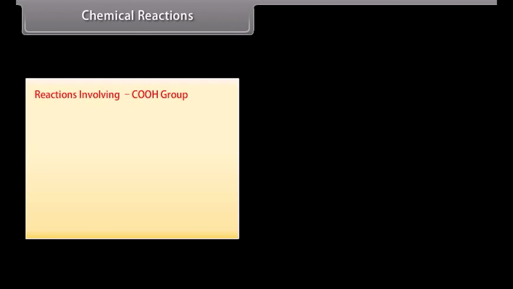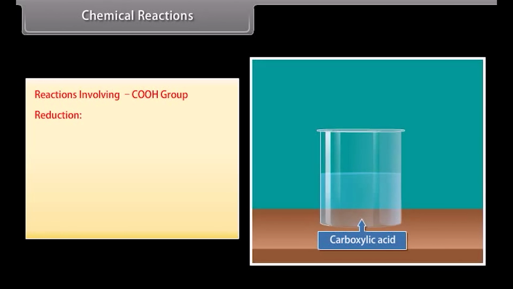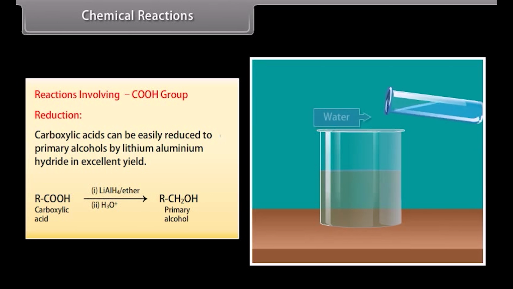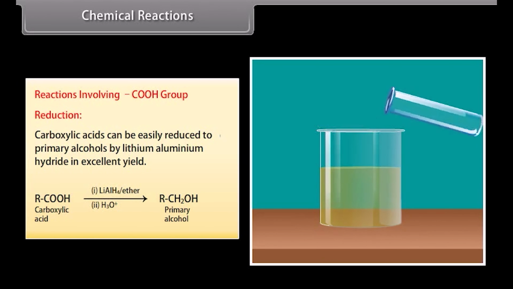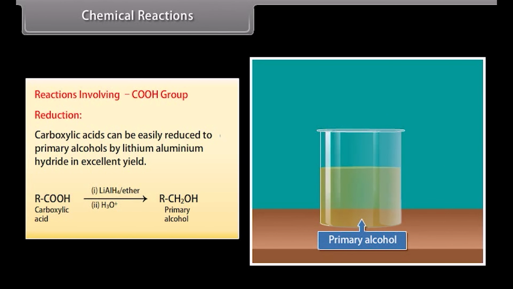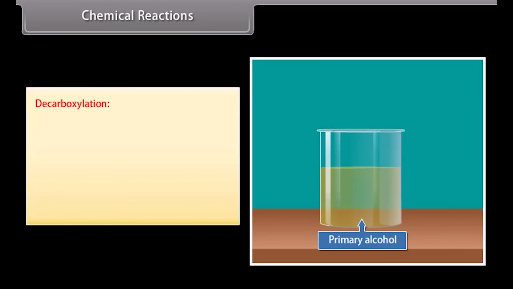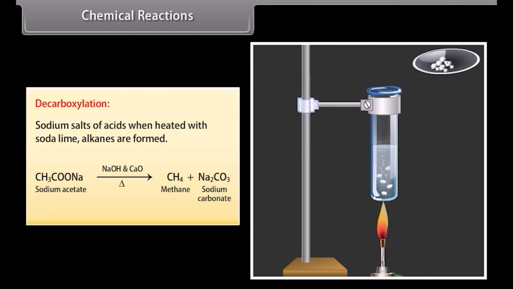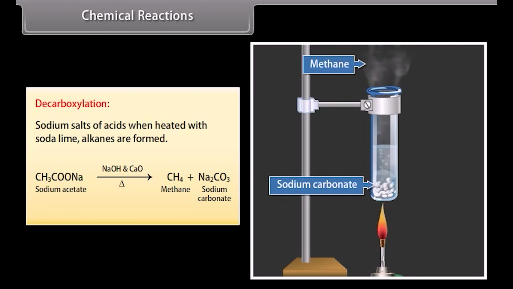Reactions involving the carboxyl group. Reduction. Carboxylic acids can be easily reduced to primary alcohols by lithium aluminium hydride in excellent yield. Decarboxylation. When sodium salts of acids are heated with soda lime, alkanes are formed. When sodium acetate is heated with sodium hydroxide and calcium oxide, it forms methane and sodium carbonate.